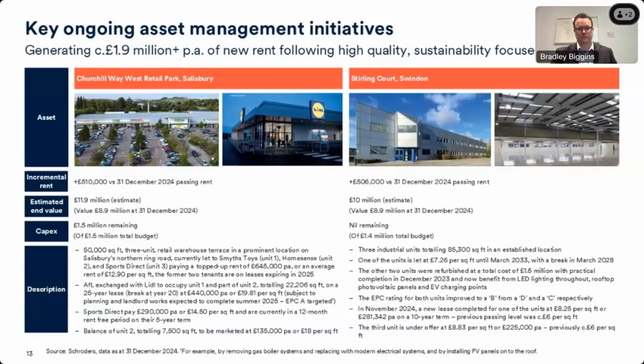And the question again is, was it worthwhile spending that £1.5 million to get the higher rent? Well, the income yield on cost for us is 12% for this project, so we think it's very much accretive.